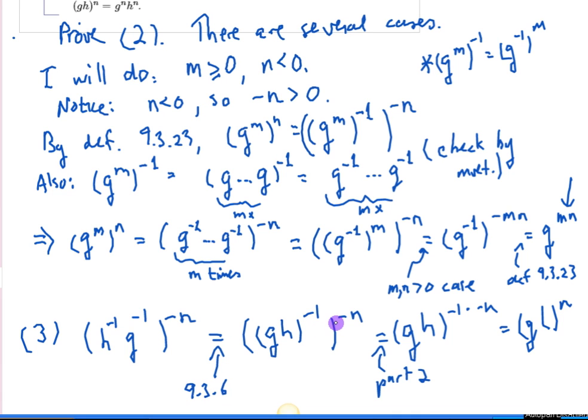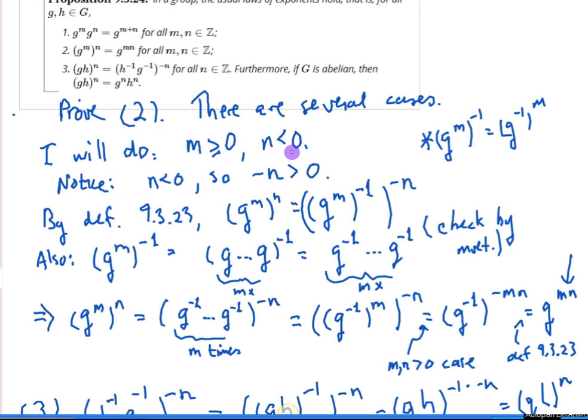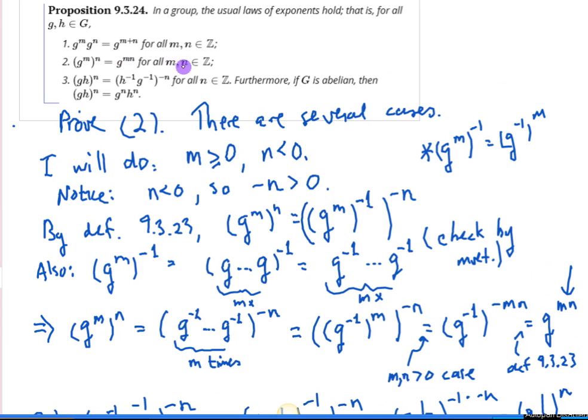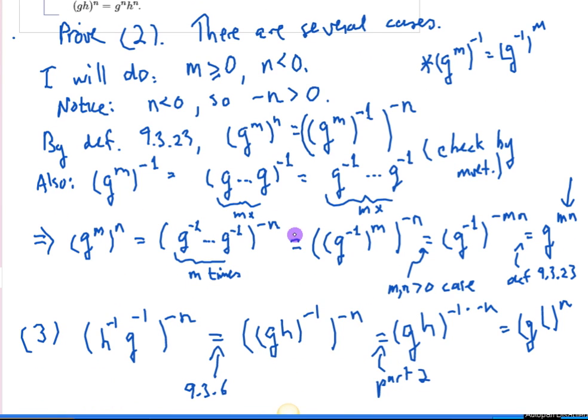All right, so now I have gh inverse to another power. So this is a power to another power. This is exactly the case of part 2. Now, since I've proved this for all integers, positive or negative, it still works. Here I have a negative integer. This minus n might be positive or negative. Doesn't matter. I can take gh to the minus 1 to the power minus n as gh to the power minus 1 times minus n, which is gh to the n. Okay? I can do minus 1 times minus n equal n because that's just regular integer multiplication. The exponents obey regular integer multiplication. So that takes care of the proof of part 3.